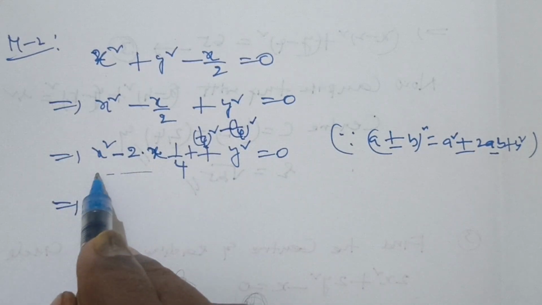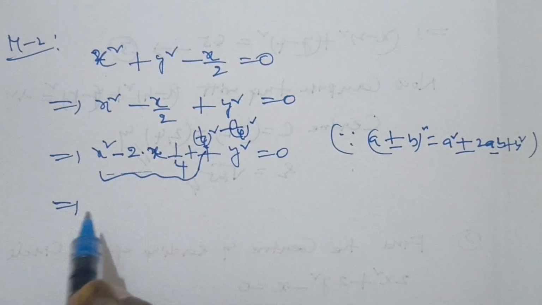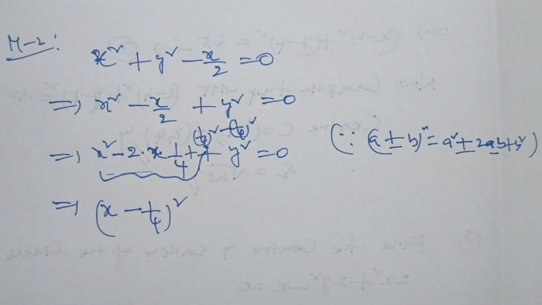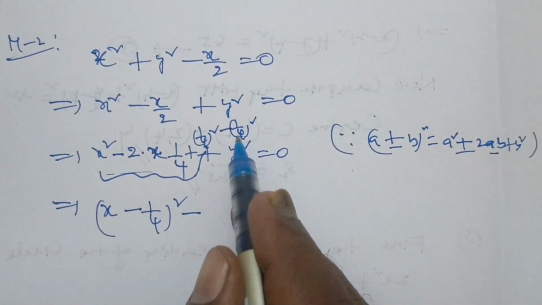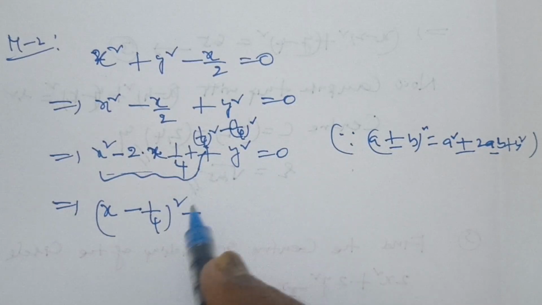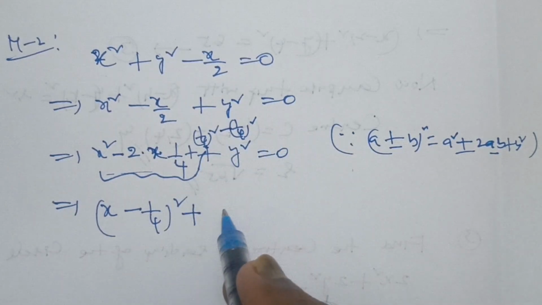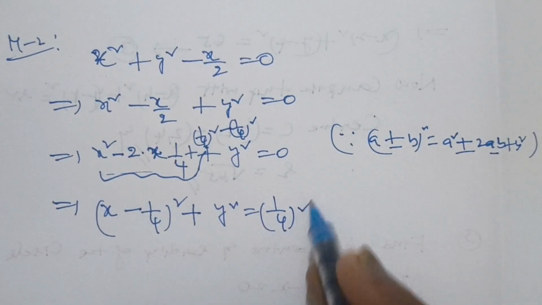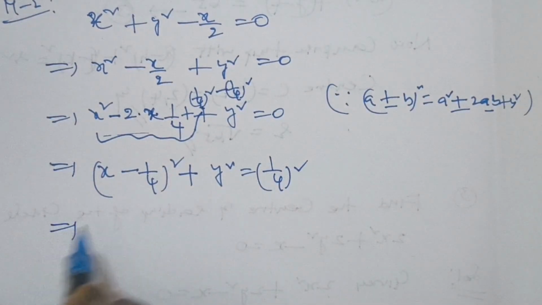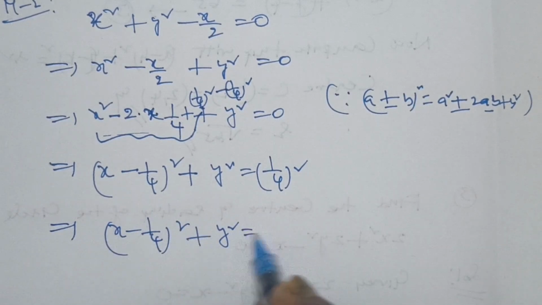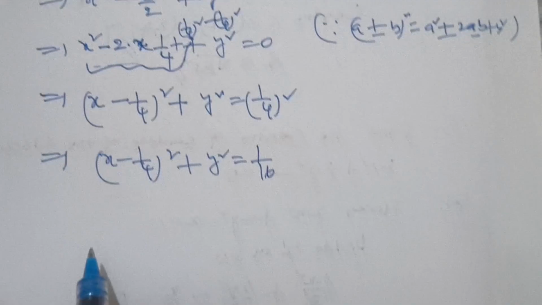There is no y term except y square here. So now x square minus 2 into x into 1 by 4 plus 1 by 4 whole square, which is of the form a square minus 2ab plus b square form. So it can be written as x minus 1 by 4 whole square, that is a minus b whole square form, and plus y square. Here minus 1 by 4 whole square can be transferred to the right hand side of the equation, that is 1 by 4 whole square. Now x minus 1 by 4 whole square plus y square equals to 1 by 16.